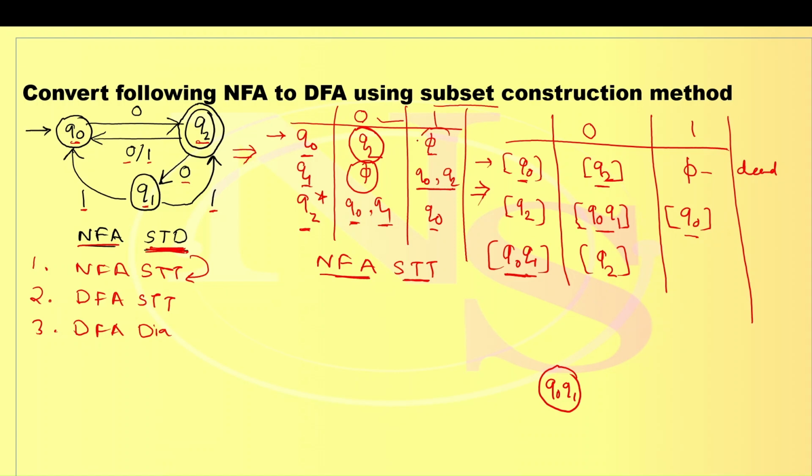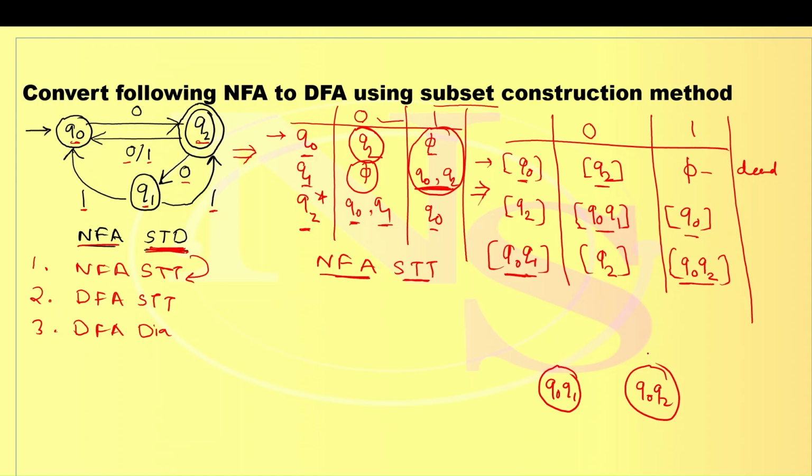If I want to combine these two, how to combine phi union Q0 union Q2? So it becomes Q0 Q2 and it becomes one subset. In the NFA, these are the two states. In the DFA, it's only one state.